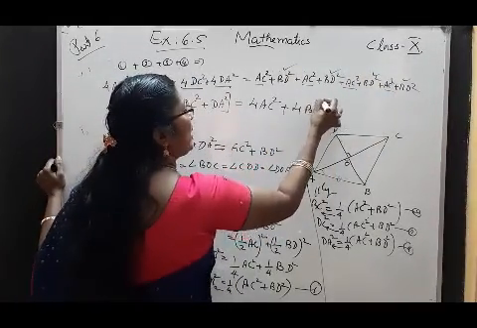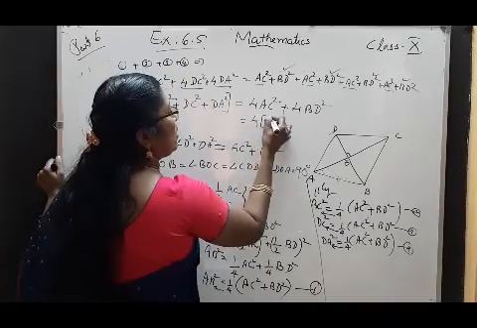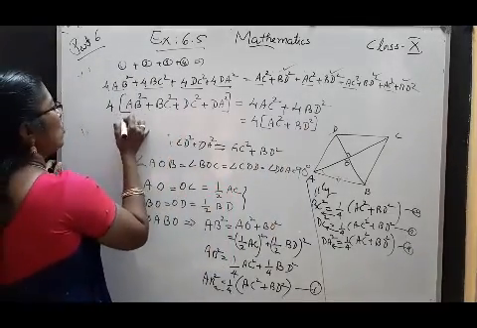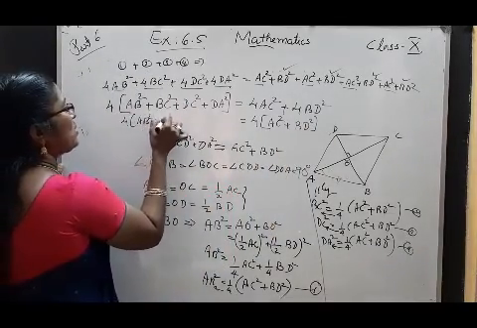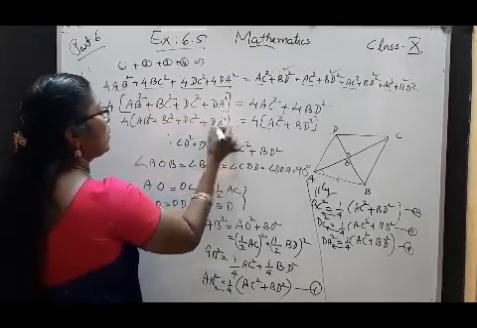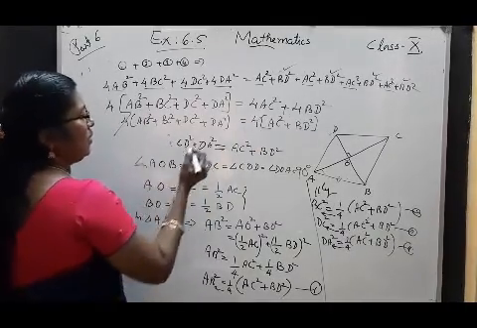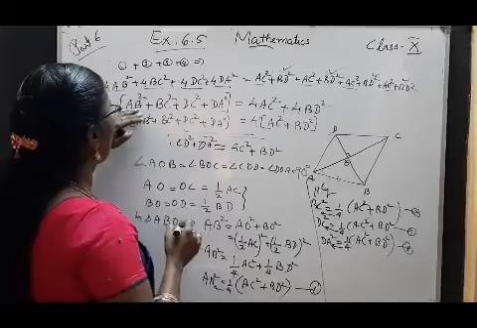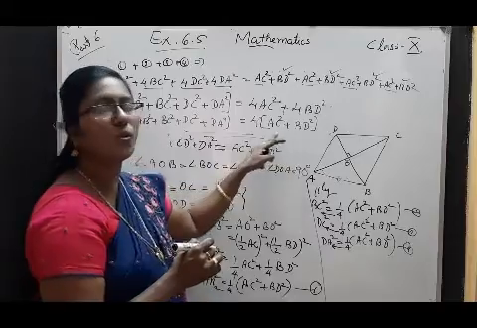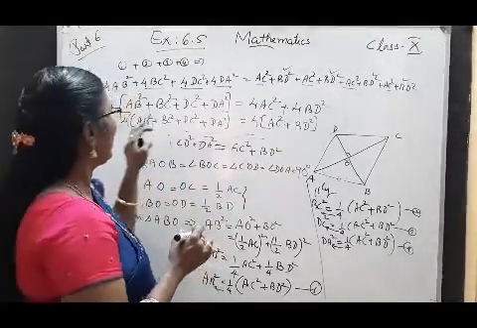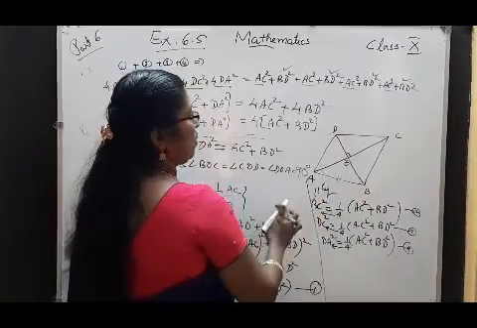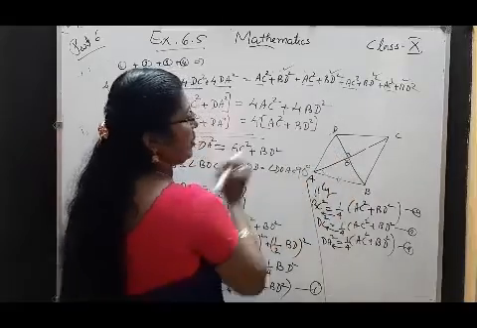4 BD square. 4 is common, take it outside: AC square plus BD square equals 4 AB square plus BC square plus DC square plus DA square. Here the 4 cancels, and you get the answer: the sum of the squares of the sides of a rhombus is equal to the sum of the squares of its diagonals. AB square plus BC square plus DC square plus DA square equals AC square plus BD square.